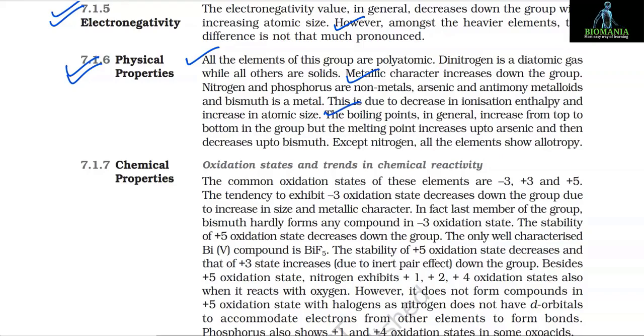The boiling points in general increase from top to bottom in the group, but the melting point increases up to arsenic and then decreases up to bismuth. Except nitrogen, all the elements show allotropy.